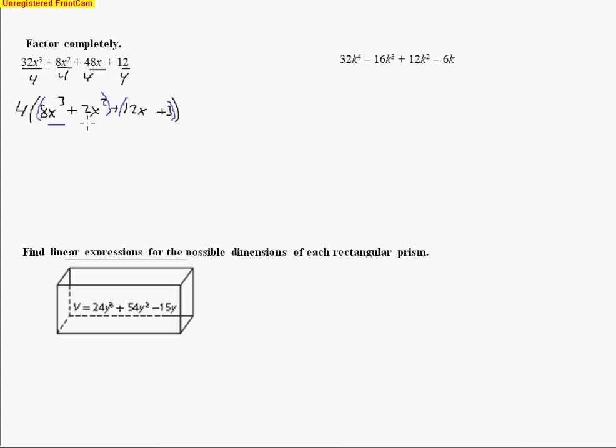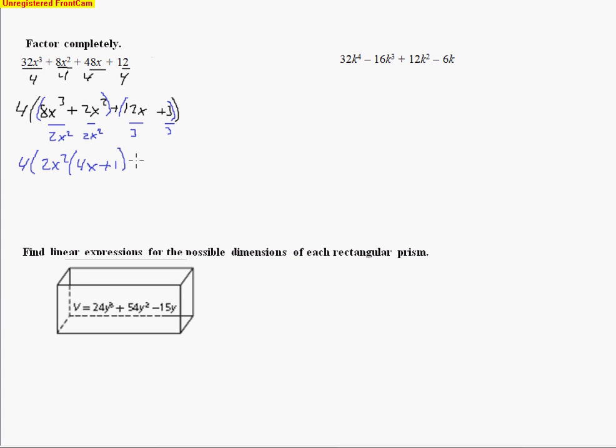And so I'll pull out the common factor. The common factor for the first two terms is 2x squared. The common factor for the last term is just 3. So what's left over? Well, I have that 4, and I've got the 2x squared. And then I'll go ahead and do the reducing, and I've got 4x plus 1.